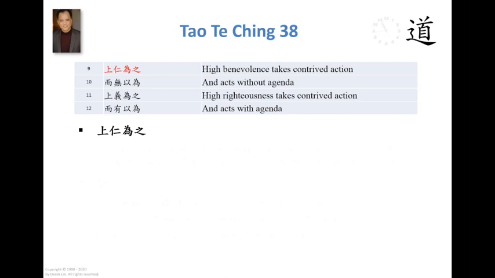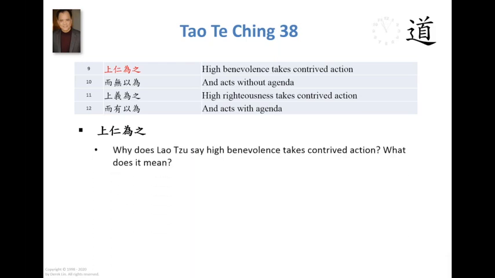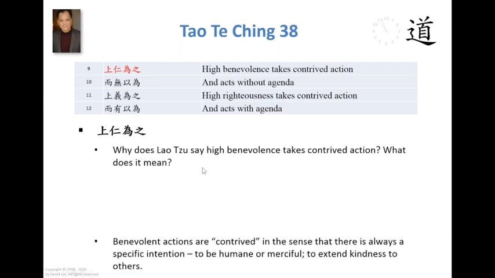Now, one question that can come to mind is that when you read this line, high benevolence takes contrived action. Okay, now we know benevolence is all about kindness, mercy, compassion, etc. So when you are merciful, when you are compassionate, when you are kind, you take contrived action? How does that work? What does that mean? That's the question that I pose here. Why does Lao Tzu say high benevolence takes contrived action? What does it mean? Well, here's what he meant.